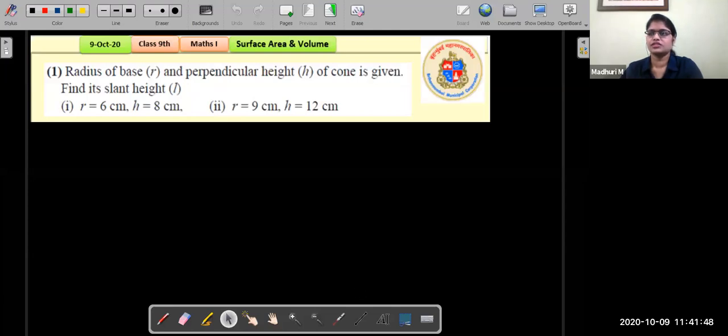So that is the first question. Radius of base and perpendicular height of a cone is given, and we are asked to find its slant height. Okay, students. So what is the relationship between R, H and L? Let us look at it by drawing a figure.